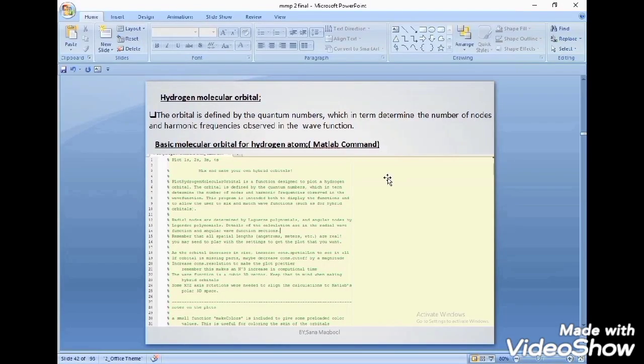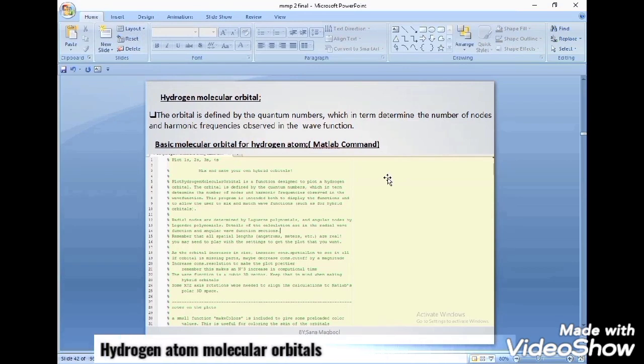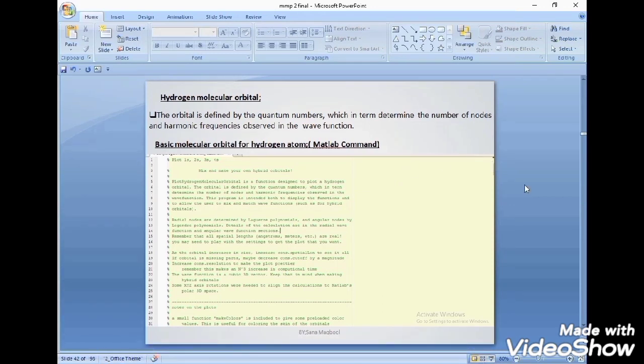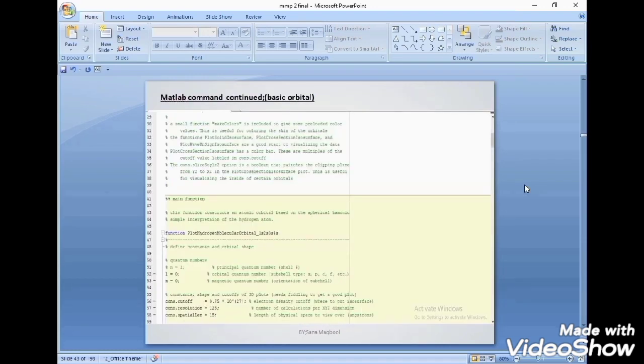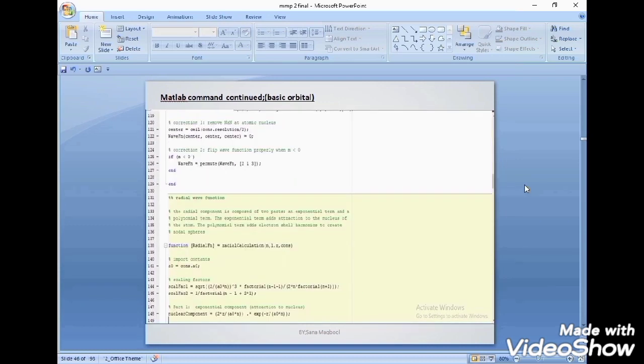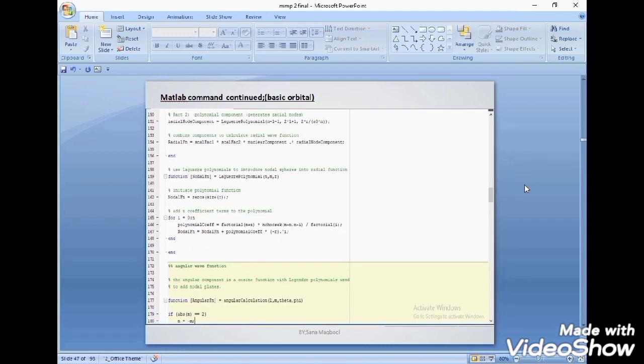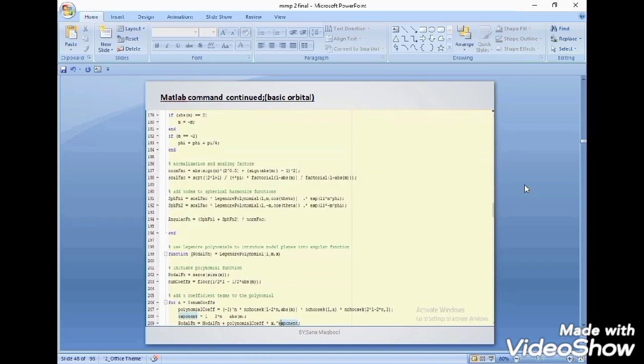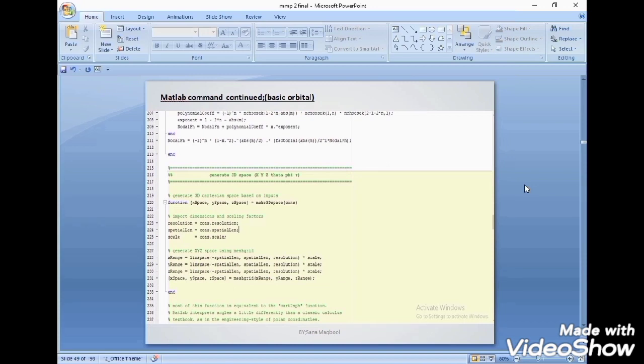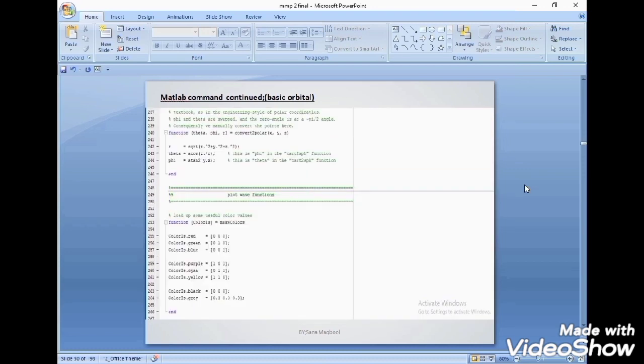Atomic orbitals. The orbital in the case of the hydrogen atom is defined by the quantum numbers. These are the MATLAB commands for the basic orbitals of the quantum numbers, and in this case the radial nodes are there. These radial nodes are determined by the Laguerre polynomials, and angular nodes are there which are determined by the Legendre polynomial. And the small function make color is used, which gives some preloaded color values, and it is also useful for coloring the skin of the orbital functions, and plot solid isosurface is used, and plot cross-sectional areas, and plot wave function isosurface. They are a good start to visualizing the data for the plotting of the orbitals.